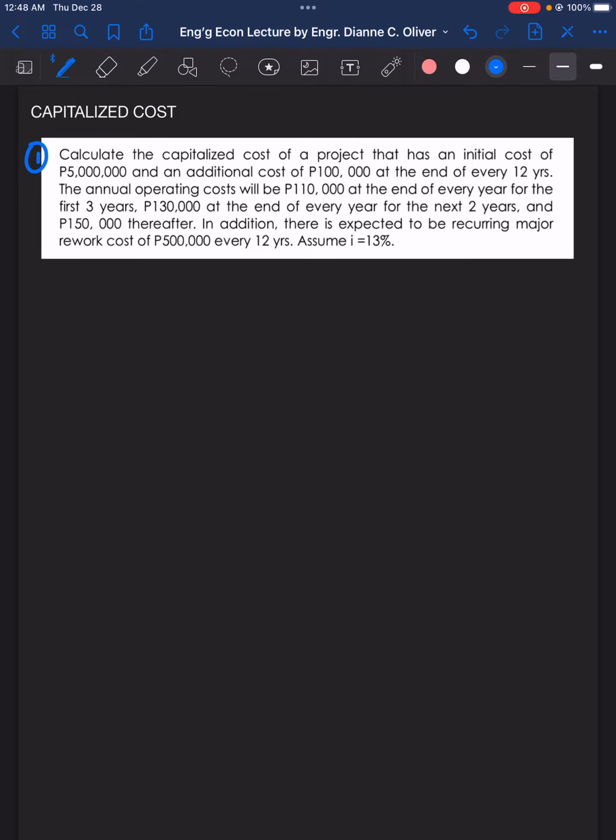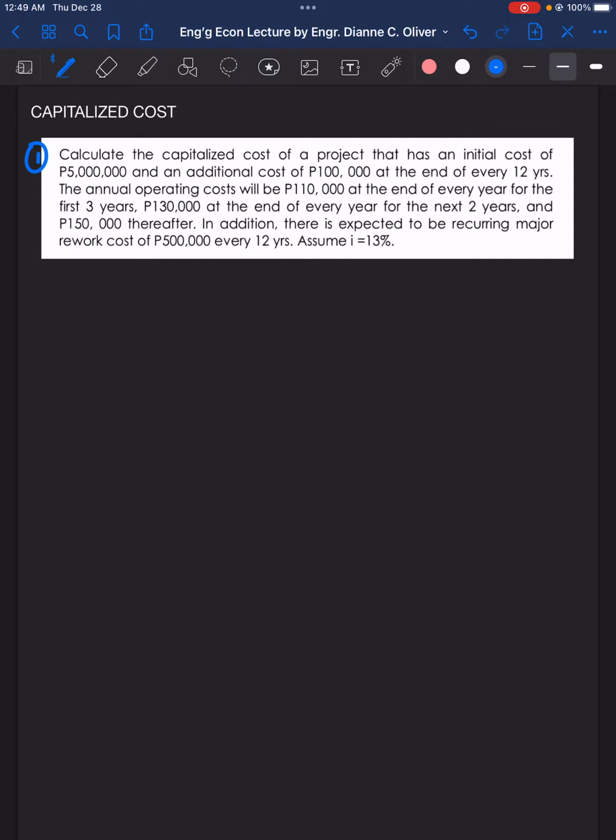calculate the capitalized cost of a project that has an initial cost of 5 million pesos and an additional cost of 100,000 pesos at the end of every 12 years. The annual operating costs will be 110,000 pesos at the end of every year for the first 3 years, 130,000 pesos at the end of every year for the next 2 years, and 150,000 pesos thereafter. In addition, there is expected to be recurring major rework costs of 500,000 pesos every 12 years. Assume interest rate is equal to 13%.